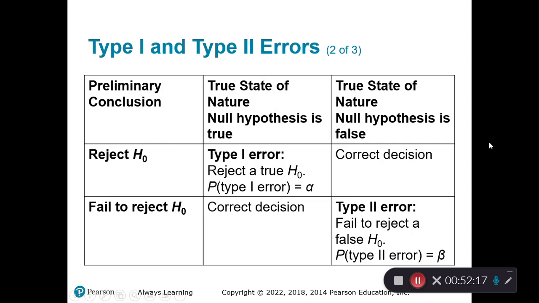Here we have just a quick summary of the type 1 and type 2 error scenarios. Again, a type 1 error occurs when we reject a null hypothesis and in reality it happens to be true. A type 2 error happens when we fail to reject a null hypothesis and in fact the null hypothesis was false.